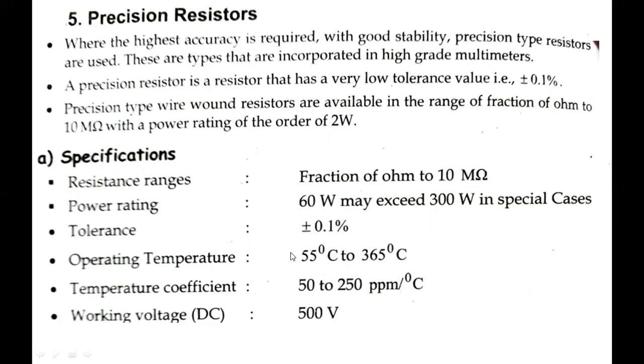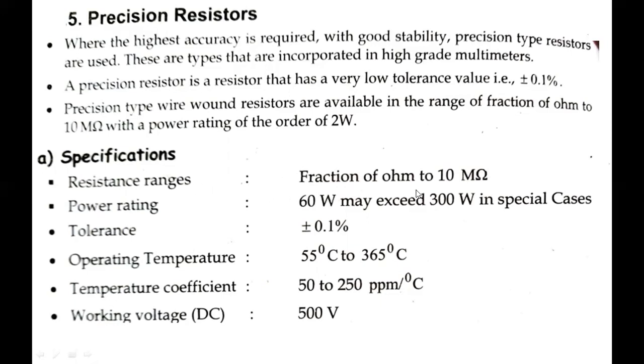Precision resistor, where the highest accuracy is required. With a good stability, precision type resistors are used. These are the types that are incorporated in high-grade multimeters. A precision resistor is a resistor with a very low tolerance value, that is plus or minus 0.1%. Precision type wire wound resistors are available in the range of fraction of ohm to 10 megaohm with a power rating of the order of 2 watts.